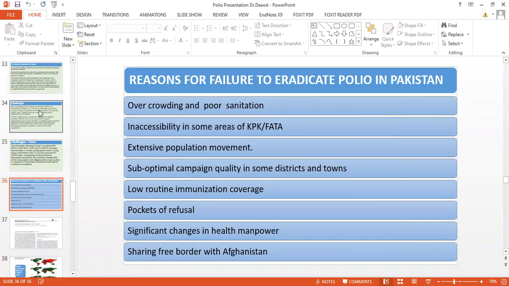These are the reasons why we have not been able to eradicate polio so far from our country: overcrowding, poor sanitation, inaccessibility, extensive population movement, suboptimal campaigns, low routine immunization coverage, pockets of refusal, significant changes in the health manpower, and sharing a free border with Afghanistan. These are a few of the reasons that we are not able to eradicate polio so far.